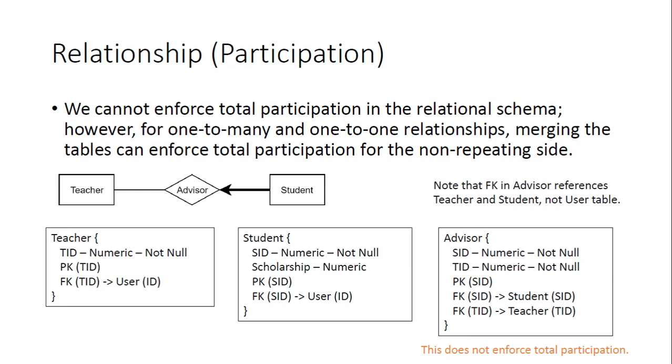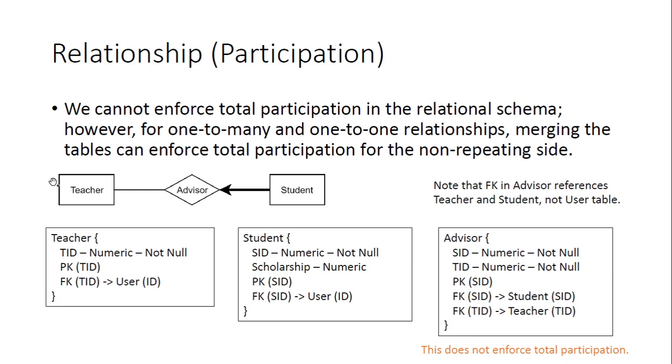In the later stages, for example on the application side, while creating a user, you can say that you need to also choose this. We are going to have a more concrete example of that. But for the one-to-many and one-to-one relationships, if the total participation is on the non-repeating side, we can merge these two tables to enforce total participation while creating the tables in the design of this relational schema.